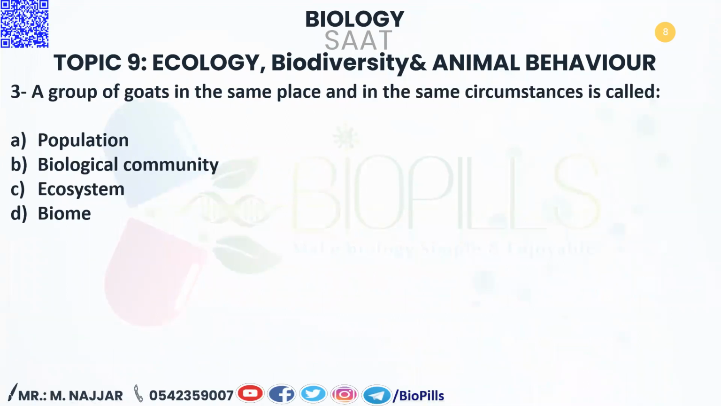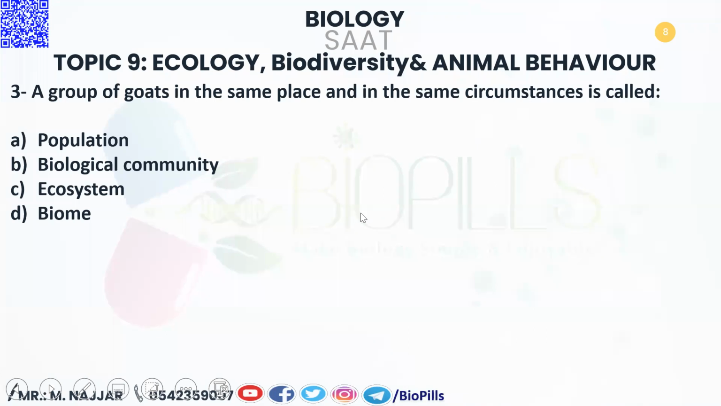Question number 3. A group of goats in the same place and in the same circumstances is called: A, population; B, biological community; C, ecosystem; D, biome. Yes, for sure. The correct answer is A, which is population. This is exactly the definition of the word population.